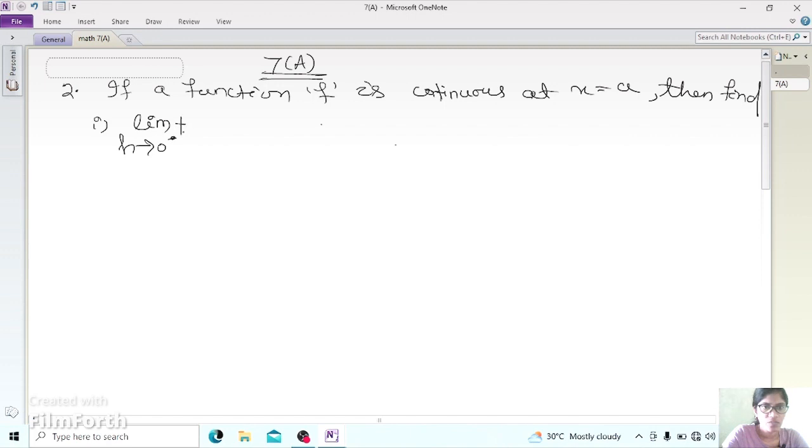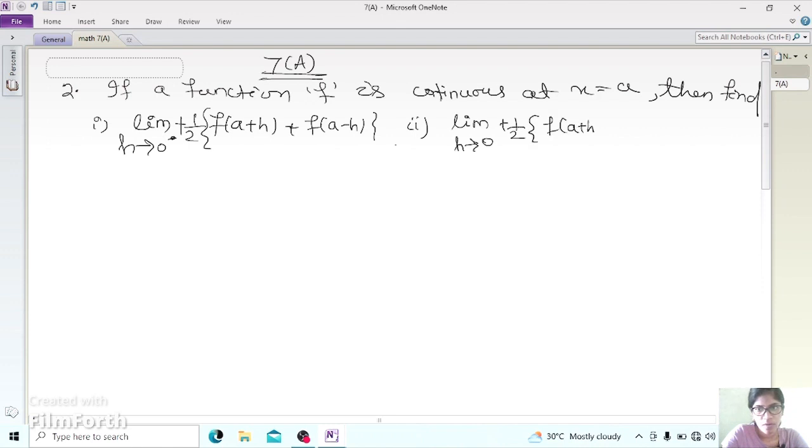limit h tends to 0 plus half into f of a plus h plus f of a minus h. Okay. And in second I, limit h tends to 0 plus half into f of a plus h minus f of a minus h. So we have to solve two questions.